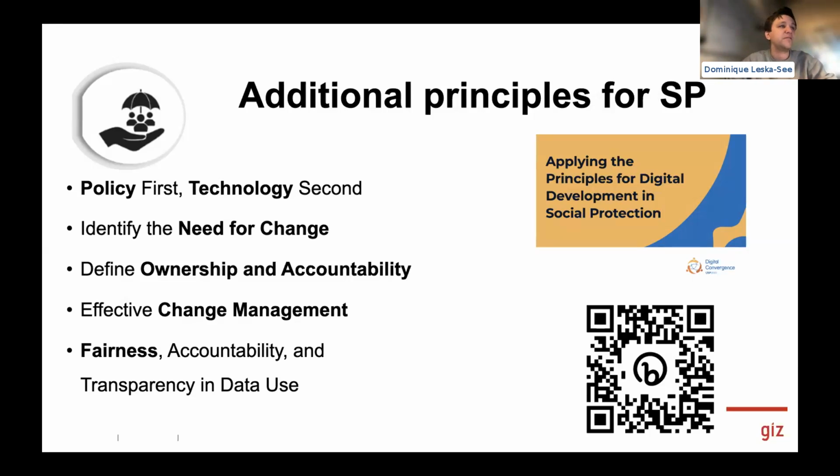The next one is understand the need for change. The third one is clearly established ownership and accountability. And lastly, effective change management is crucial. So this is, I think, the most important one, the change management between using digitalization and give the user the opportunity to use the digital technology. And if you're more interested in examples, we have on our website, spdci.org, reports on applying the digital principles for social protection, and we can share it also later in the chat.